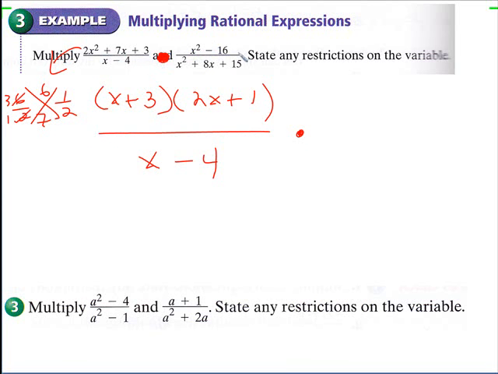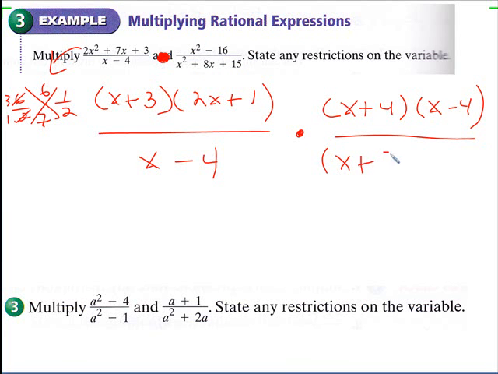Over here, you should recognize this is a difference of squares. No GCF, it's a difference of squares. X plus 4, x minus 4. And then down here, you would do the x again. There's no GCF, just do the x. Basically, you're going to end up with x plus 3, x plus 5.